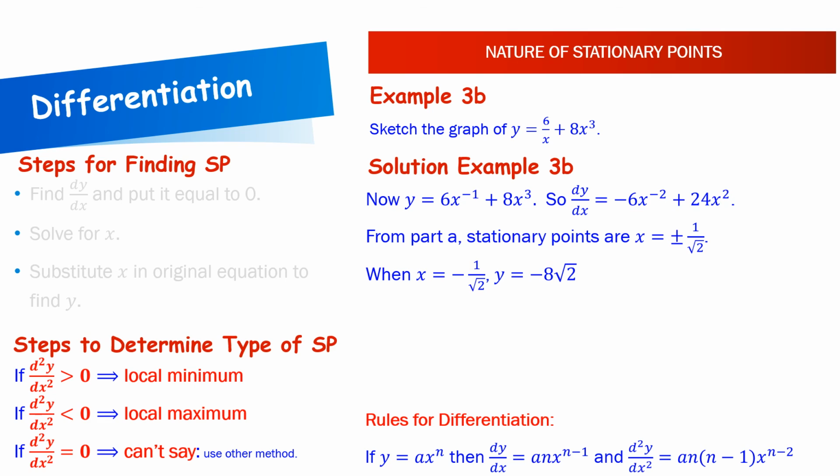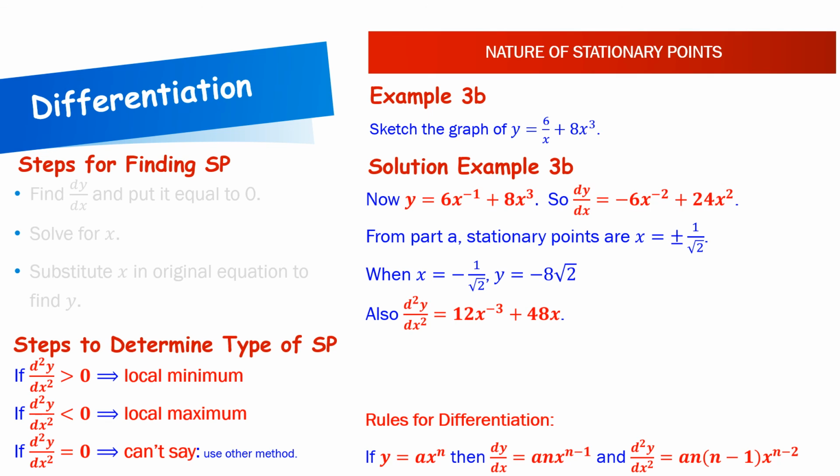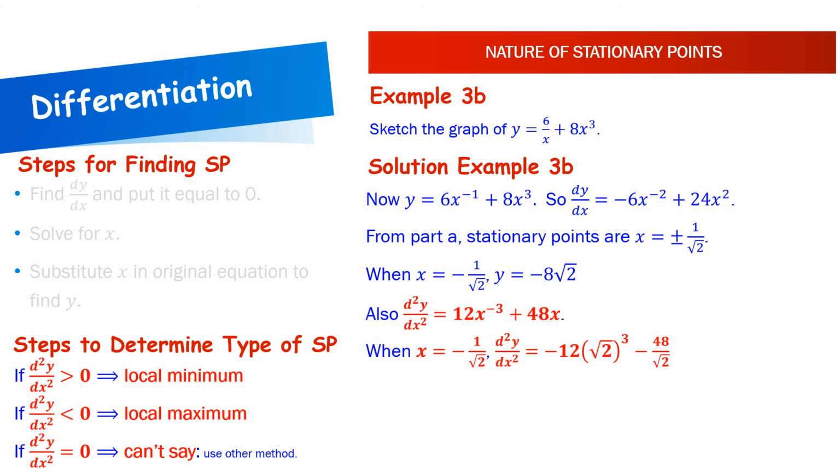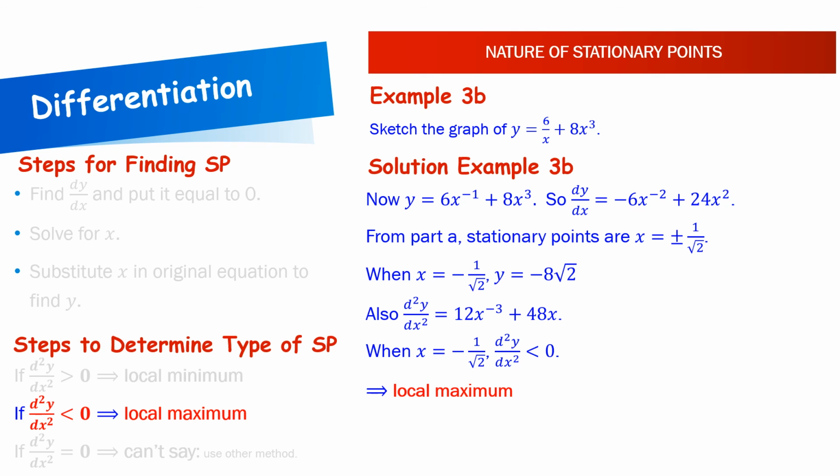Now let's differentiate again in order to find the nature of this turning point. So differentiating again gives us d2y/dx squared equals 12x to the minus 3 plus 48x. And so when x equals minus 1 over root 2, d2y/dx squared is less than 0. And of course this implies that our stationary point is a local maximum.